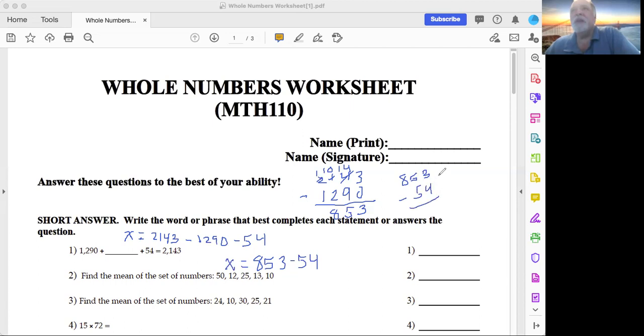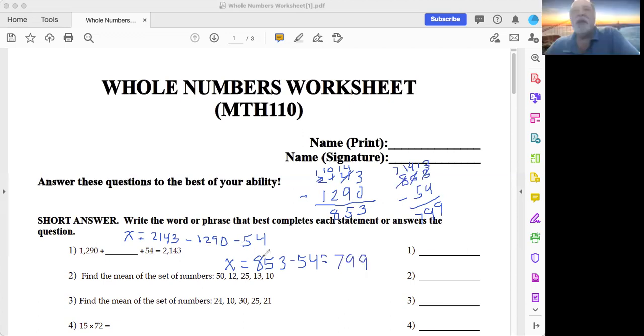Well, you have to borrow one from the fives place here. And that makes 13, okay? 13 minus four is nine. This becomes a four. We borrow one from the eights place. This becomes 14 and this becomes seven. 14 minus five is nine. And this becomes 799, okay? So the answer is 799.